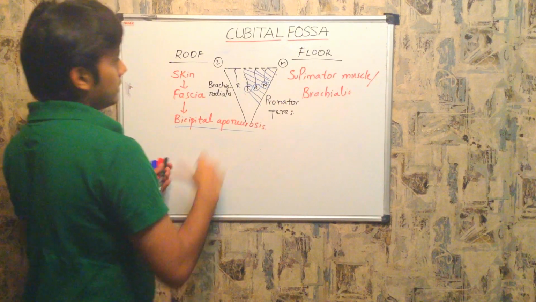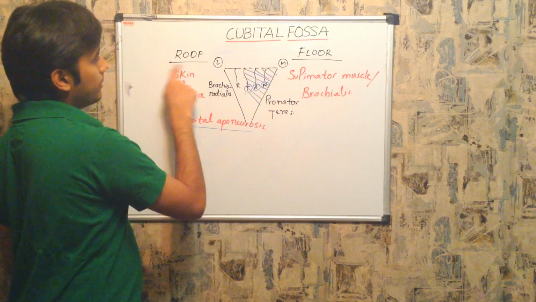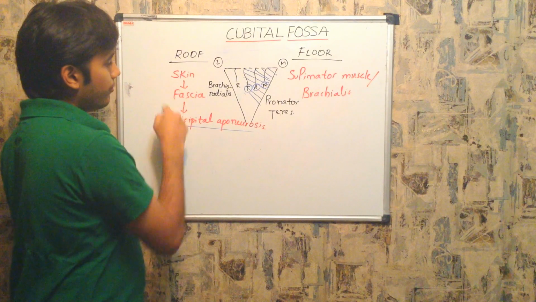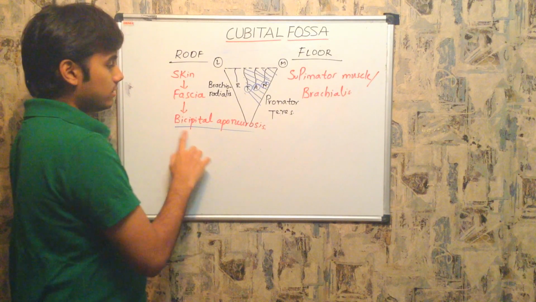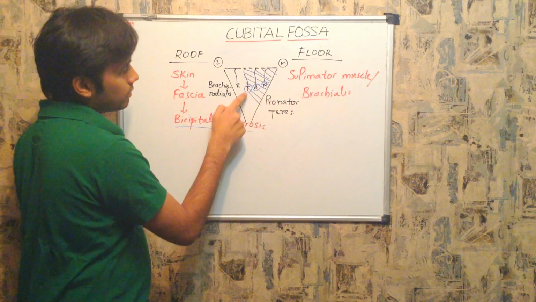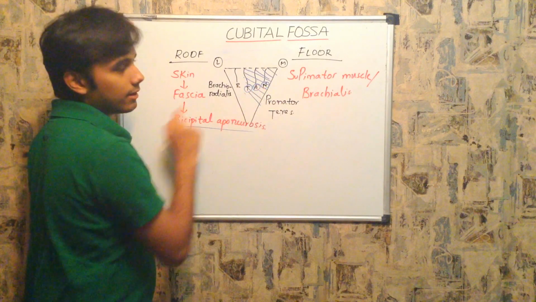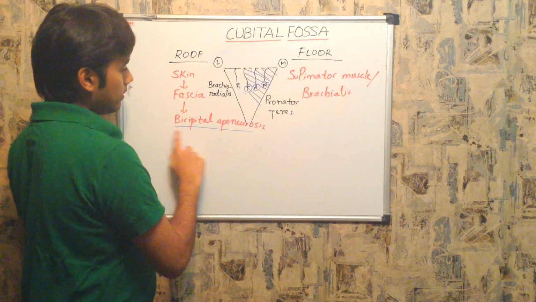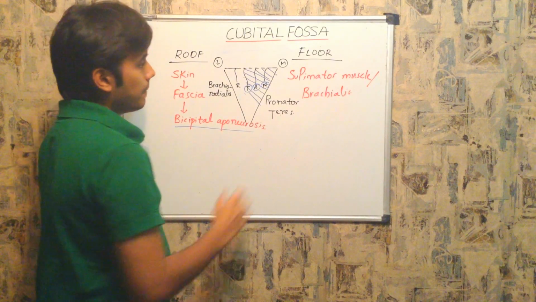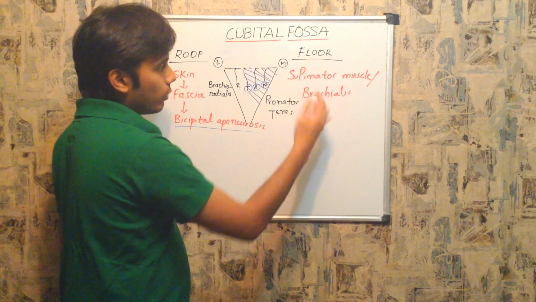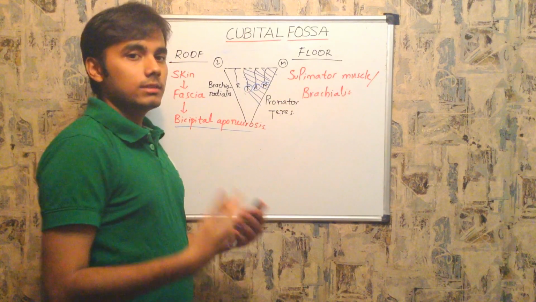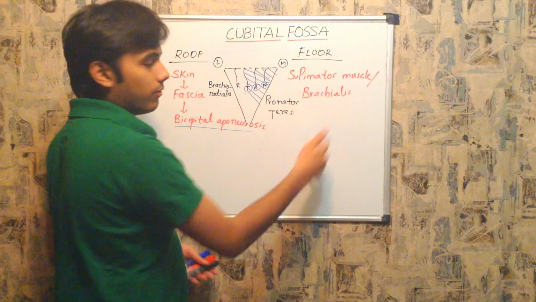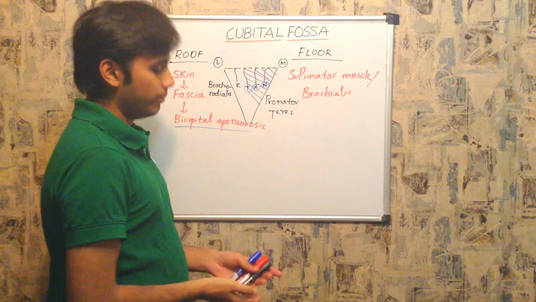Next, the structures forming the roof of the cubital fossa. Superficially we find the skin. Below the skin there is fascia, and below the fascia there is bicipital aponeurosis that covers only the tendon, artery as well as the nerve. So the tendon, artery and nerve are additionally supported by this bicipital aponeurosis. Next, the floor. The floor is formed by supinator muscle. In some textbooks they also say that instead of supinator muscle, brachialis muscle itself forms the floor of this cubital fossa.